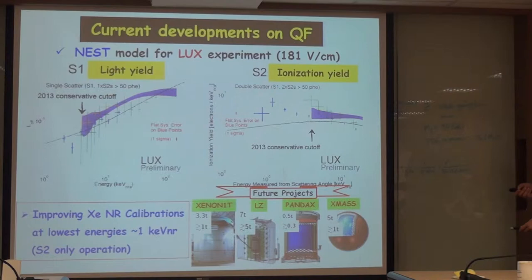So here I mention the current and future projects. Xenon 100 will upgrade to the 1 ton soon. And LZ is the combination of LUX and Zeppelin, and Panda X is our neighbor next to CJPL, and XMASS uses single light yield detectors with Siemens.